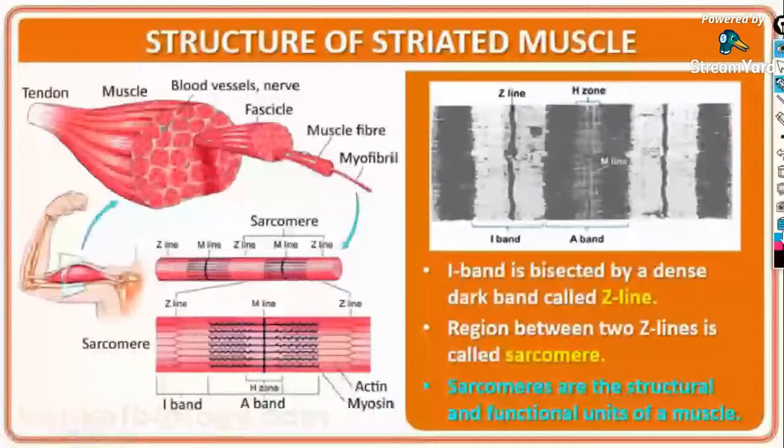Guys, when you observe the muscle tissue under the microscope, this is the structure that you get. This is the dark line, this is the M line. This is the Z line, and this is another Z line. The structure between two Z lines, you will call it the sarcomere, which is a structural and functional unit.